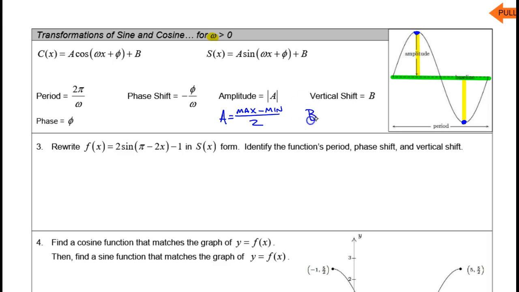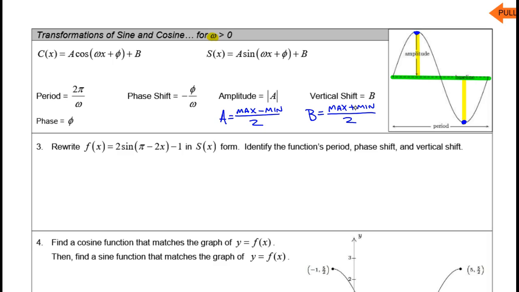So our vertical shift B is going to be max plus min divided by 2. Now, these two formulas look really similar. They only differ by a sign. One is subtraction, one's addition. So it's on you to find a way to remember the difference between those two.